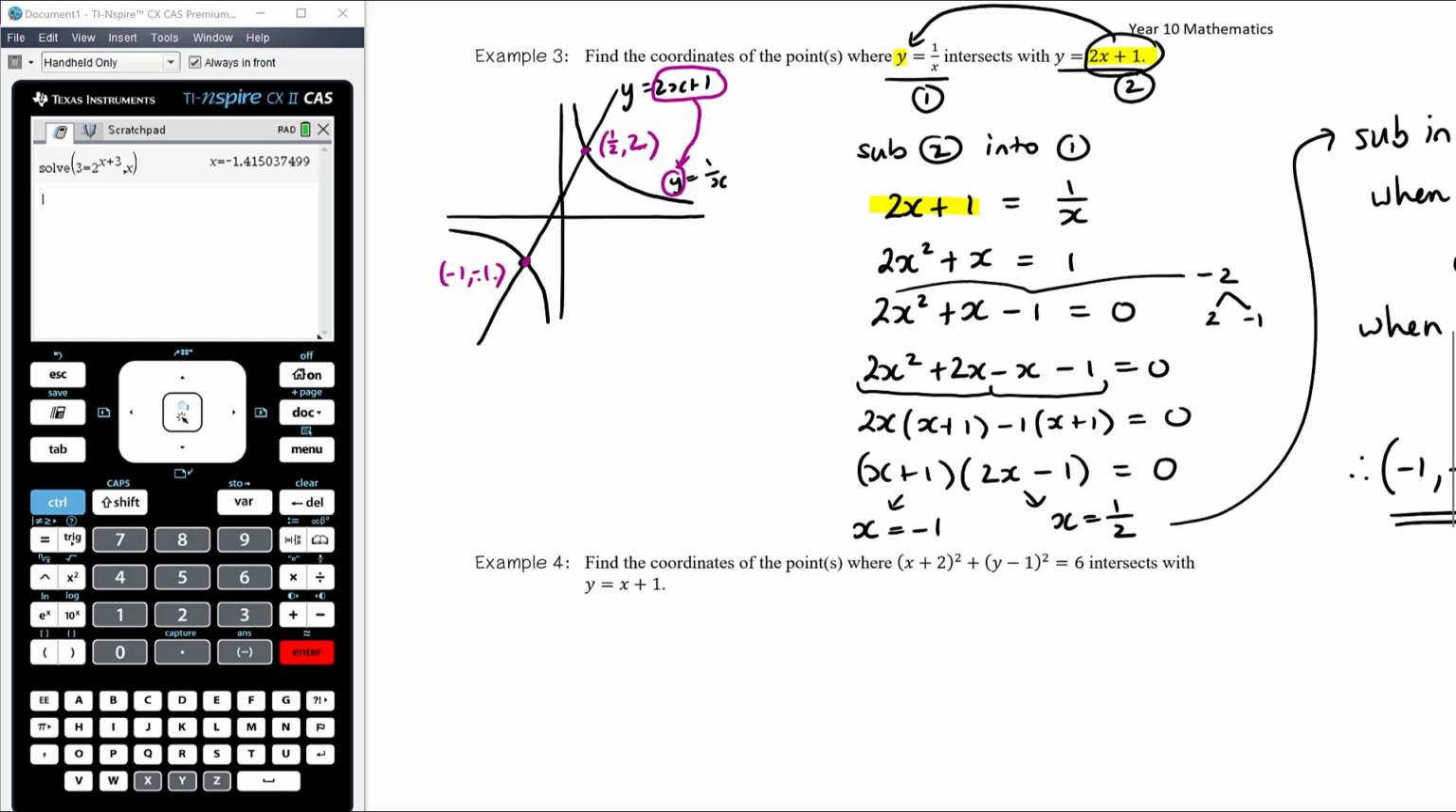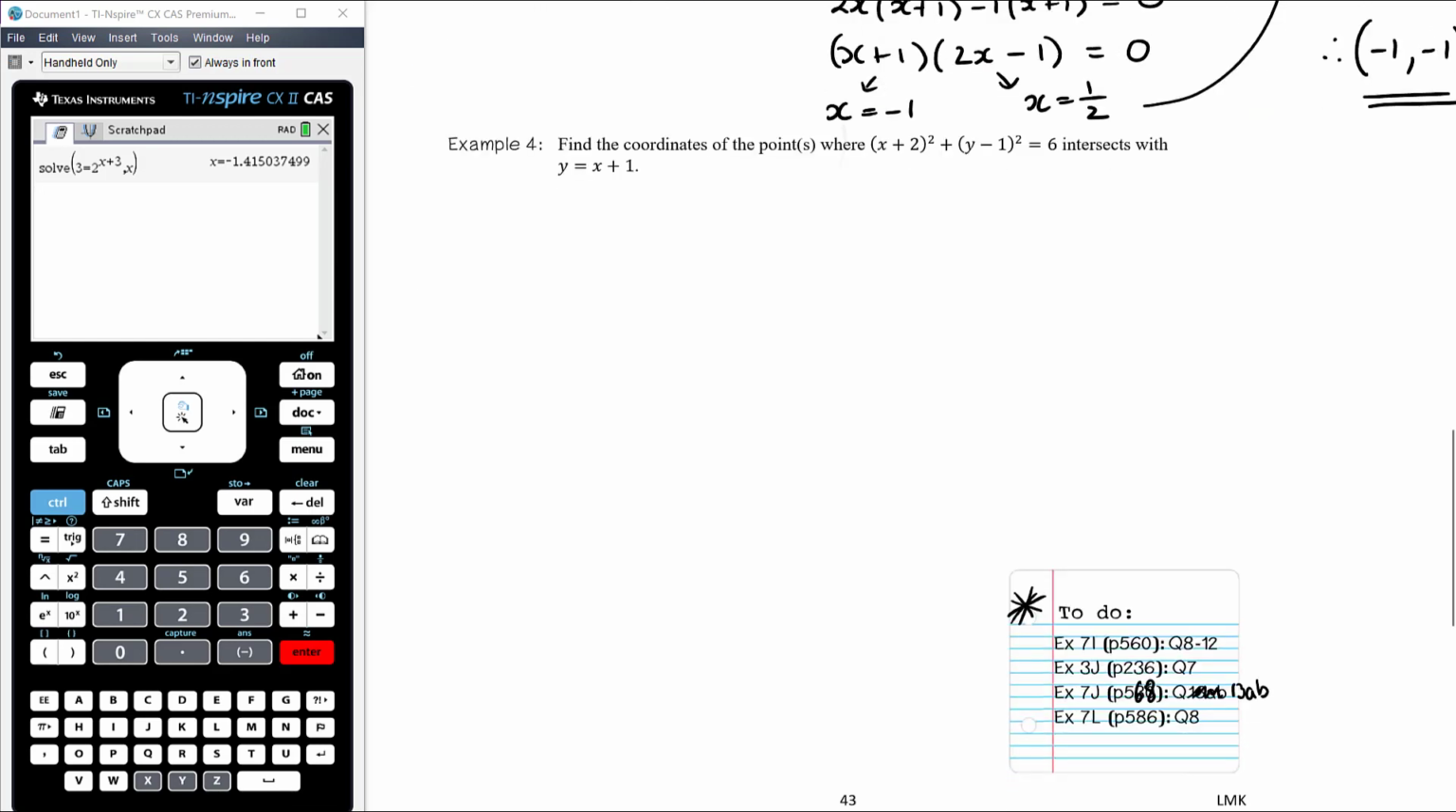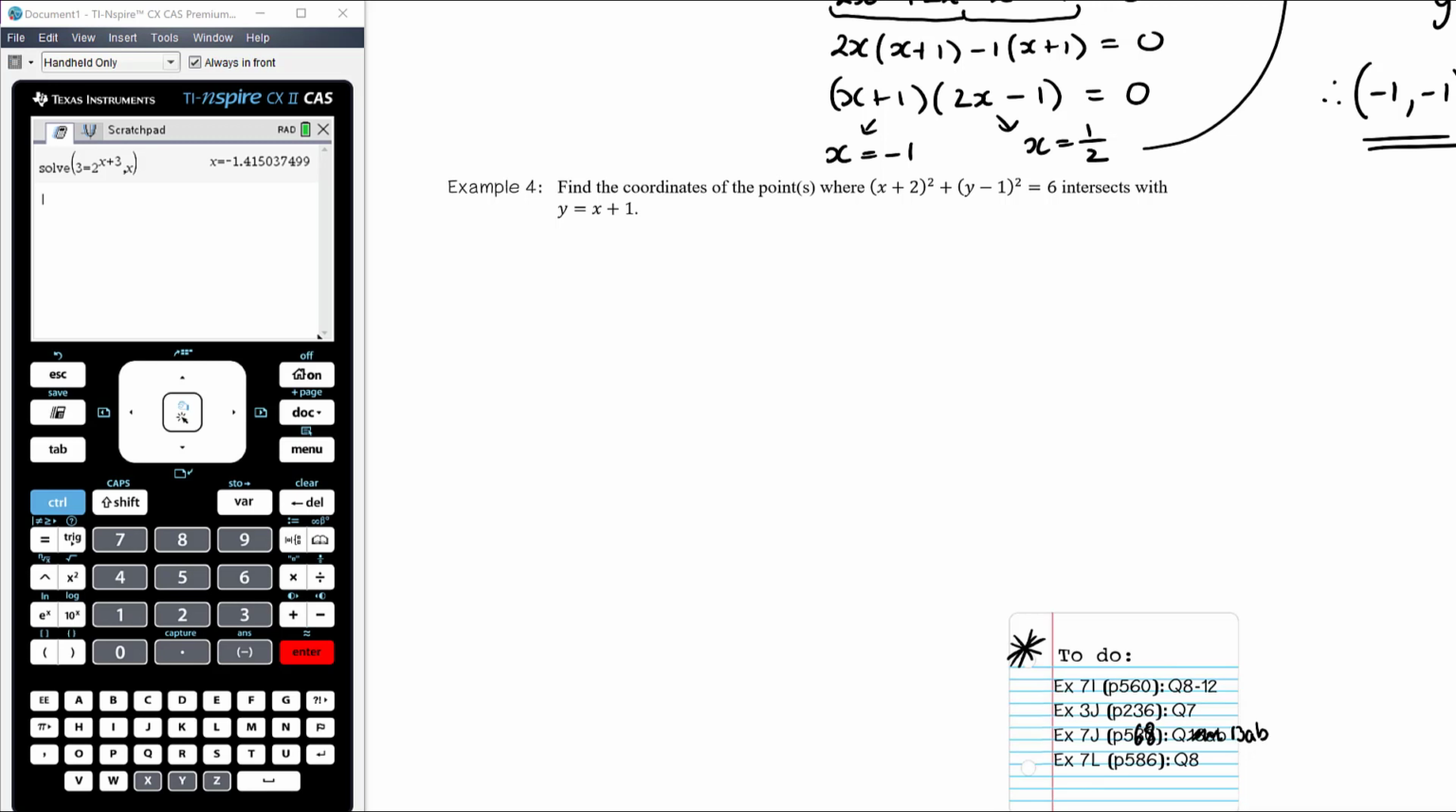Okay, let's have a look at, I think, one last example. Sorry, my screen's a bit glitchy.